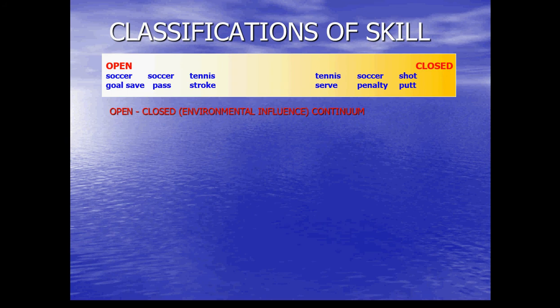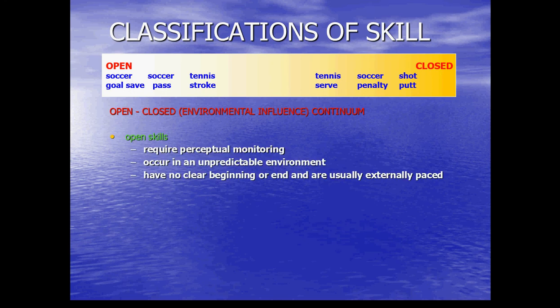Our second continuum is the environmental influence continuum. At one end we have open skills, the other end we have closed skills. Open skills require perceptual monitoring, so the performer perceives the information and that stimulates the skill response. These occur in an unpredictable environment. The form of action is constantly being varied according to what's happening around the performer, and there's no clear beginning or end. Usually they're externally paced open skills.